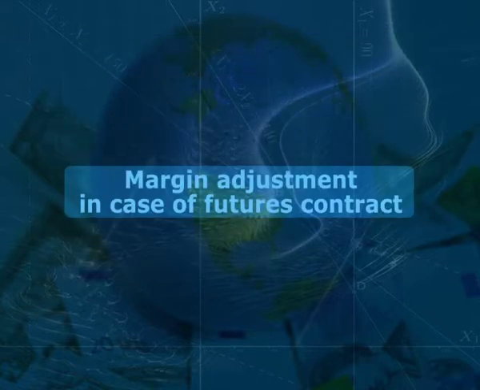Margin adjustment in case of futures contract. The initial margin is to be paid by both the parties when the futures contract is executed. This margin is also known as performance margin. This is the minimum margin which has to be deposited by each of the parties to undertake a futures contract.